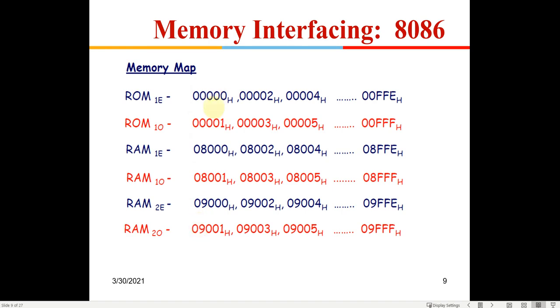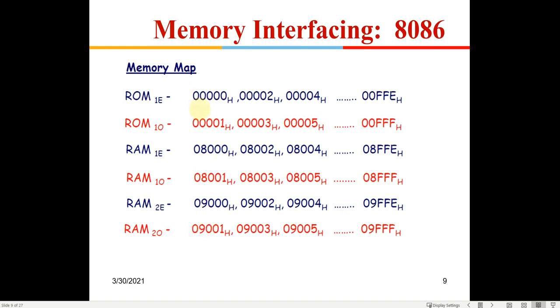Within these 2 memories, they will be distinguished with the help of another A0 bit, because of even and odd. Within these 2 memories, again, the chip selection will be differentiated by the A0 bit and the BHE lines. Whereas these 2 in combination, these 2 in combination, and these 2 in combination are 3 different sets of memory chips, and they need to be distinguished.